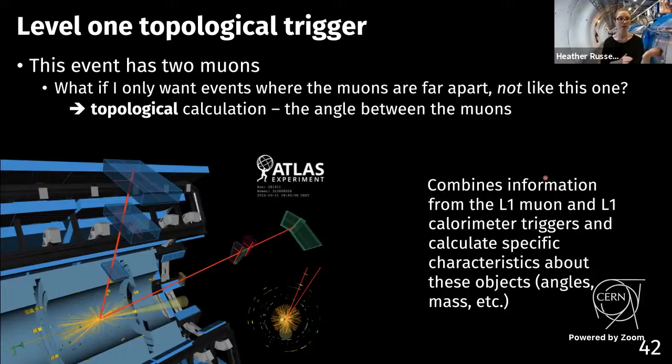We could actually perform a topological calculation. So we could calculate the angle between the muons. Or for instance, maybe I wanted a muon and an electron back to back. I could calculate the angle between those. And that would allow me to, even at level one, say, never save these types of events. That's just a waste of our precious 100 kilohertz. Only save this type. And that helps us reduce the rate even more and make sure we're really targeting the type of physics we want.